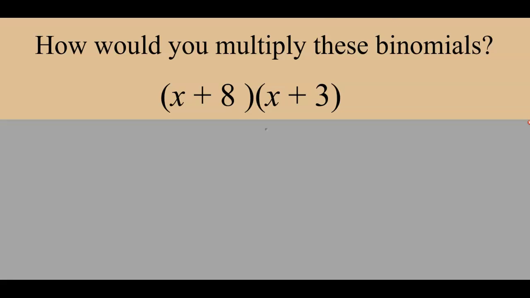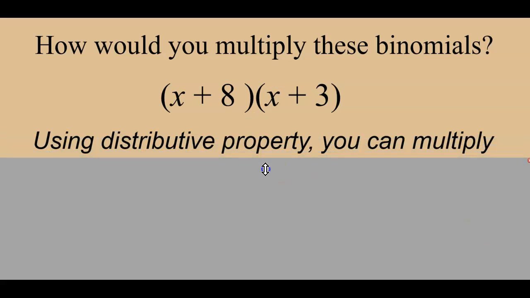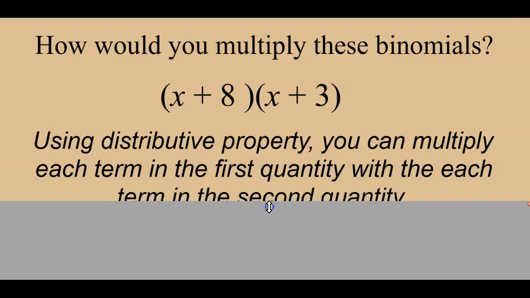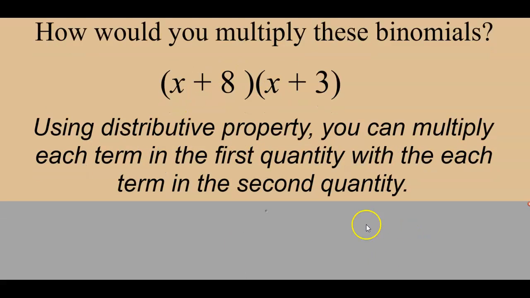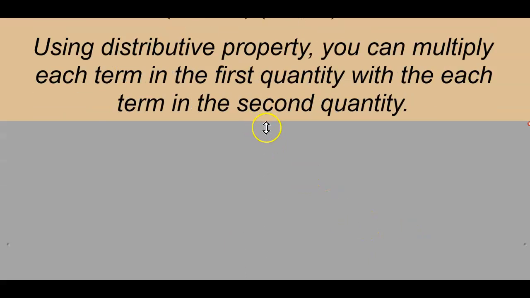Now, how can we multiply these binomials? Remember, binomials, two terms. I'm going to multiply these two binomials together. Well, we use the distributive property. We can multiply each term that's in the first quantity with each term that's in the second quantity. So watch.